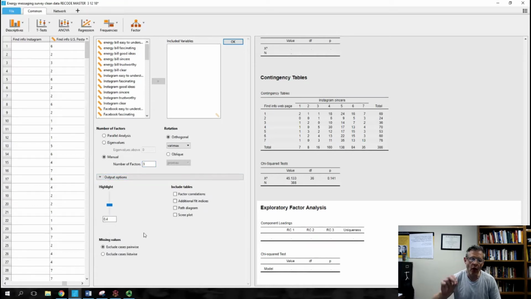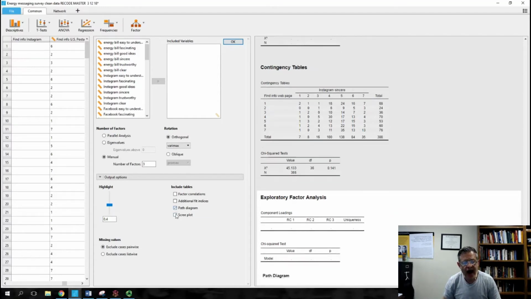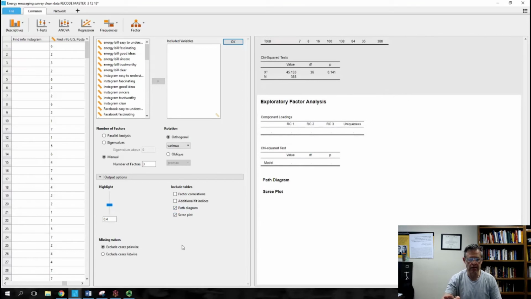Okay, output options. Leave this at 0.4. That's really the factor loading. It just shows you which ones are factor loaded at a certain level. That works well for us. Okay, 2 more things: path diagram and scree plot. So here, orthogonal Varimax, manual number of factors 3. Leave this at 0.4. It should come up that way in your test. And then path diagram, scree plot. That's the settings.